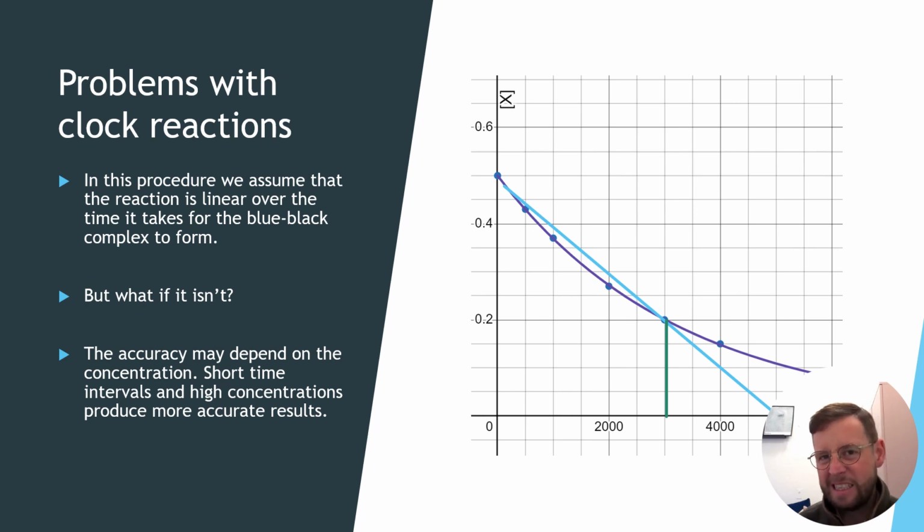So what we find is that the longer it takes for the reaction to take place, the more the chance that the reaction rate wasn't constant throughout the entire reaction. So what we want is rapid reaction rates that take place in a matter of seconds and with high concentrations. And then the accuracy of this experiment is going to be much higher.